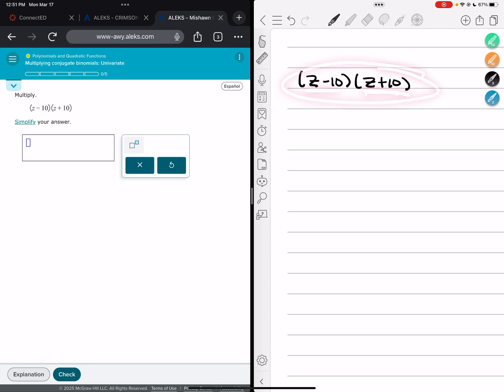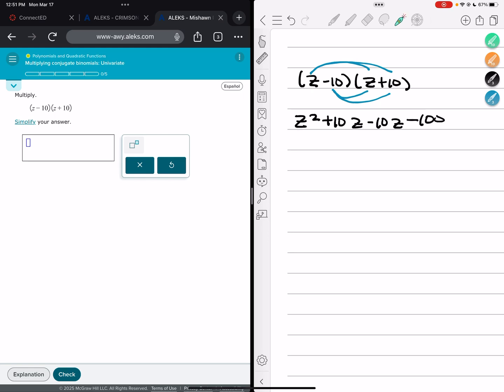When we multiply these together, it means I get z times z, z times 10, then negative 10 times z, and negative 10 times 10. So I get z times z, which gets me z squared, z times 10, which gets me 10z. Starting with the negative 10, I then go negative 10 times z, which is negative 10z, and then negative 10 times 10 gets me negative 100.